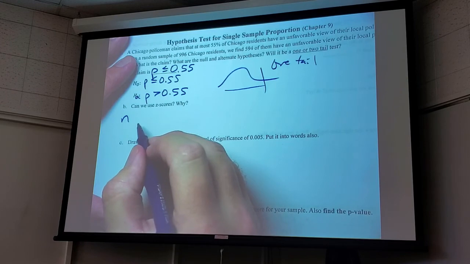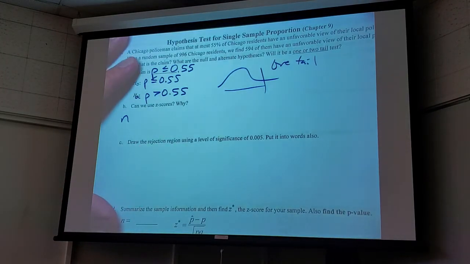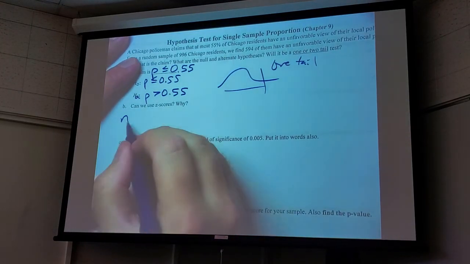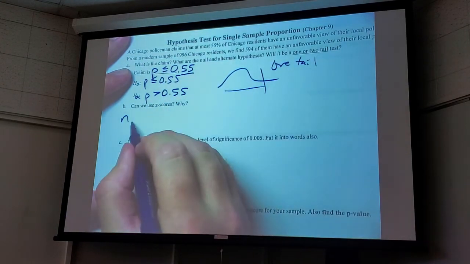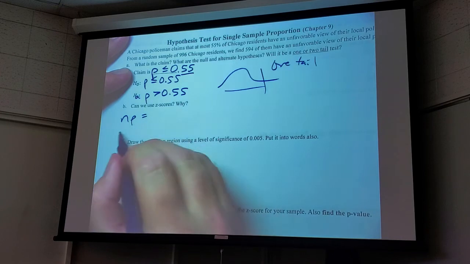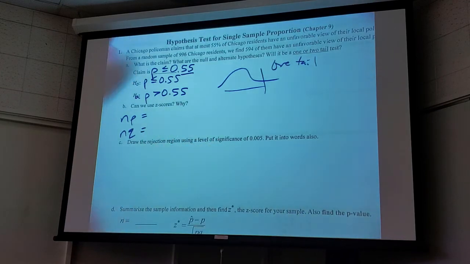If the number is above 30? Nope. That's for means. Greater than 5. Yeah, in this case, again, we're assuming that P is this. So I'm going to check NP, and I'm going to check NQ. For confidence intervals, we had to use P hat and Q hat because it's all we knew. We had no freaking clue what P and Q were. Here, we're going to say, okay, let's pretend like it's 0.55. Let's see what happens. So we know that P is 0.55.